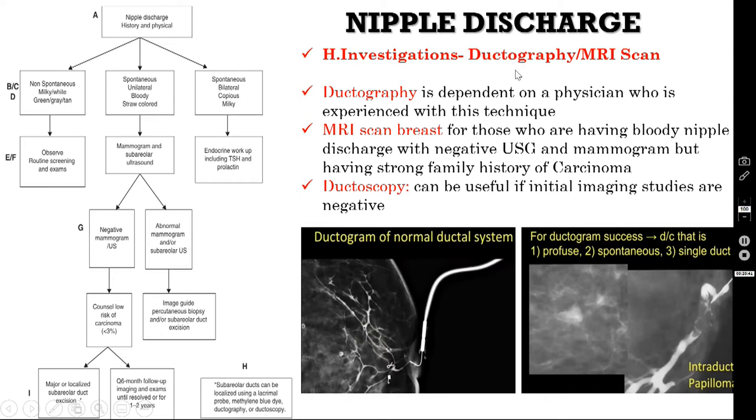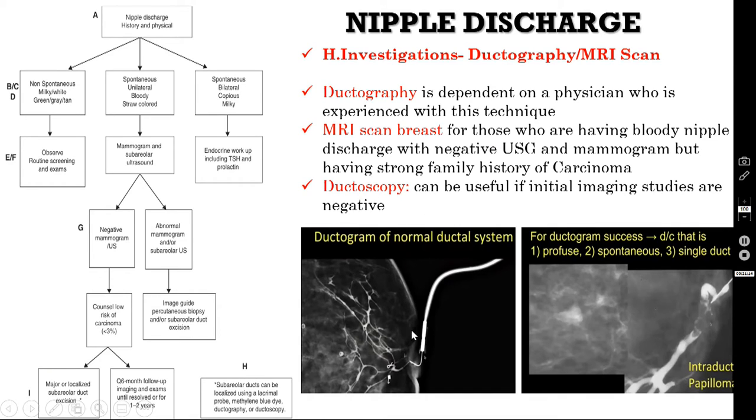The next investigation you can do is MRI scan of the breast for those who have bloody nipple discharge with negative ultrasound and mammogram findings, but a very strong family history of carcinoma. In these cases, you can go for MRI scan to rule out any carcinoma. Another investigation is ductoscopy, which can also be useful. If initial imaging studies are negative, then you can go for ductoscopy.